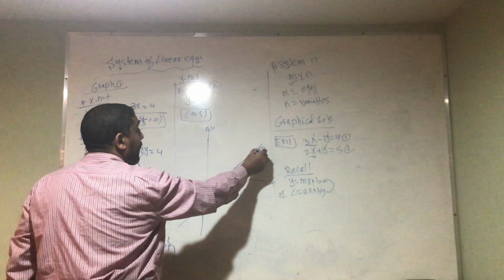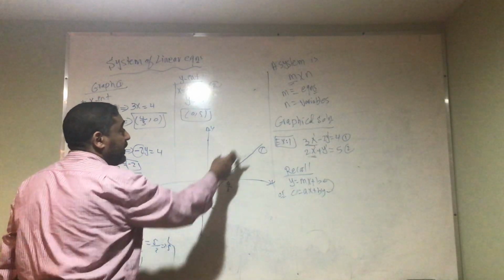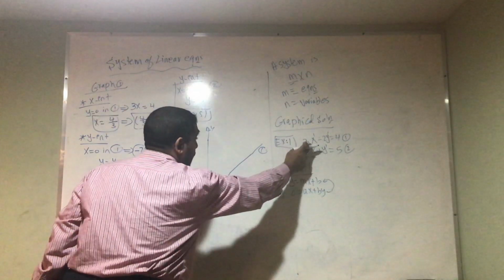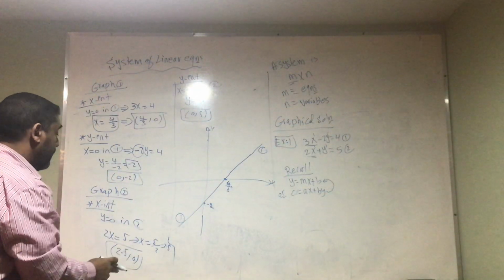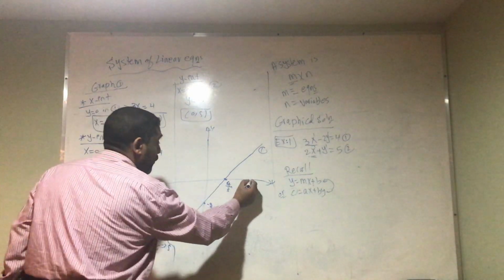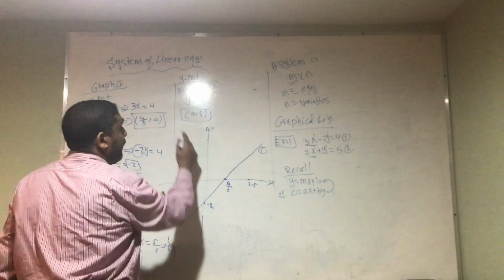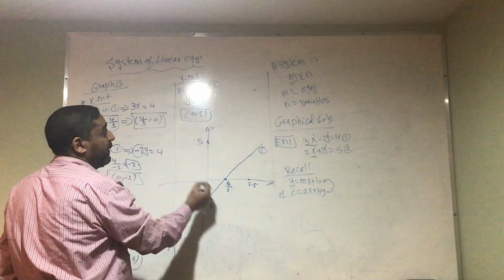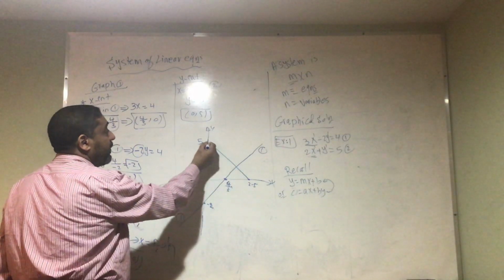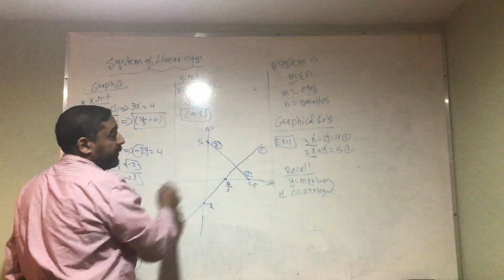I write 1 here, that represents line number 1, or equation number 1. Now I have to go for graph number 2. I have x-intercept 2.5, so 2.5 maybe here. What is your y-intercept for number 2? 5. So 5 is here. So I just have to connect them like this, and then I write 2 here, right?